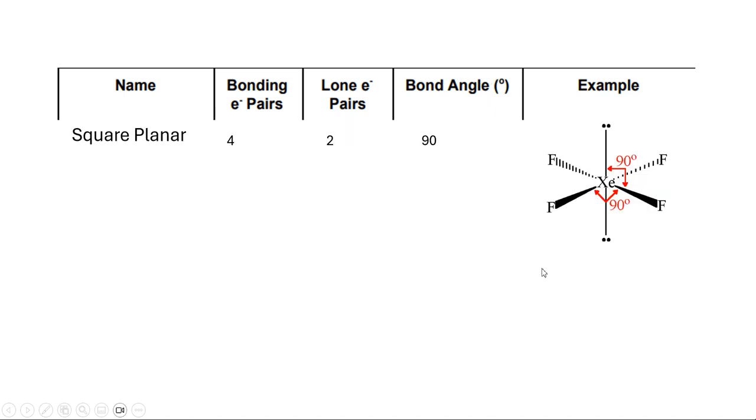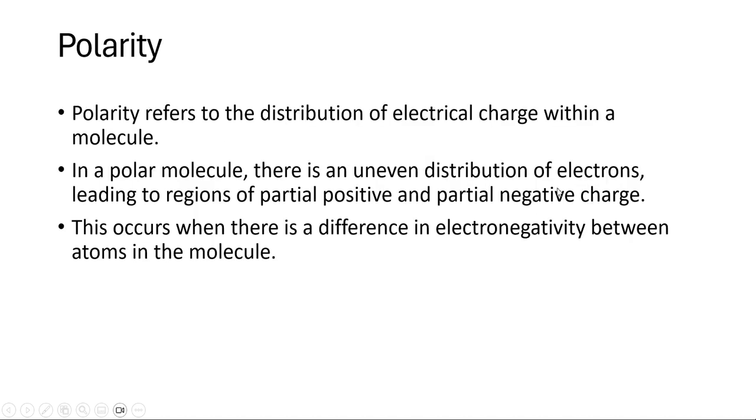Square planar: this has four bonding pairs, two lone pairs. The bond angle is 90 degrees, and it has this kind of situation. Here are the two lone pairs on the Xe, and that's got four bonding pairs, and that creates 90 degrees. Easy. A lot of people don't mention square planar as well.